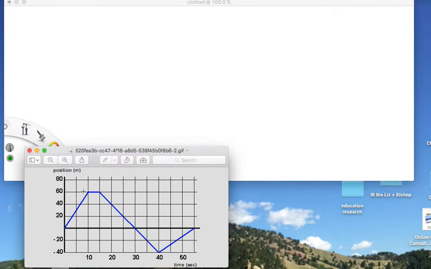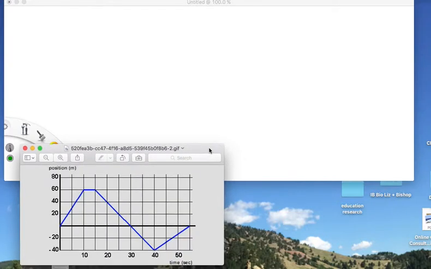This graph shows you not only how far this object's moved away, but where it's moved away to. So this now goes in the opposite direction past the origin, and it goes negative 40 meters away from the origin at 40 seconds, and then it comes back to the origin again at 55 seconds. So here is its position. It's going all over the place.